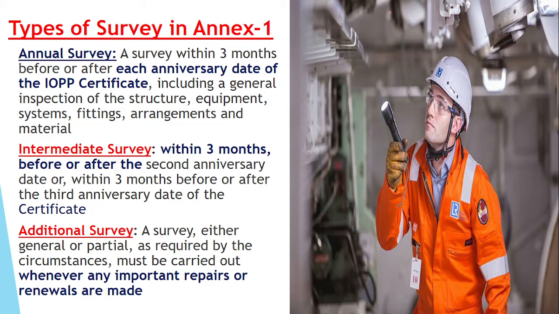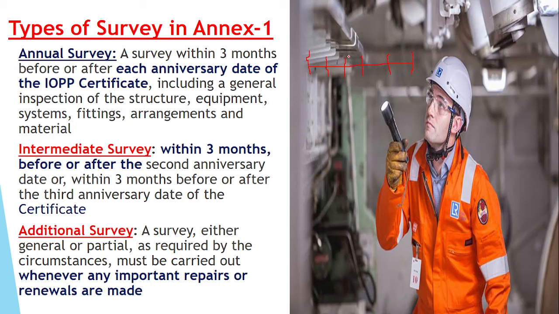Now, this whole survey has a window cycle of 5 years. So in the first year you will get an annual survey. In the second year you will get an intermediate survey, third year annual, fourth year annual, and fifth year renewal.